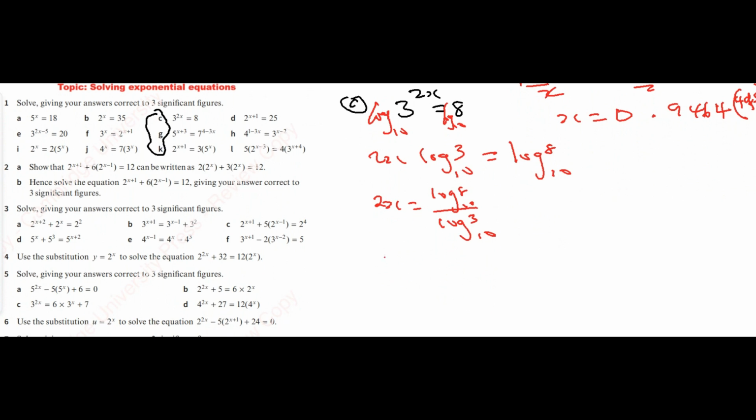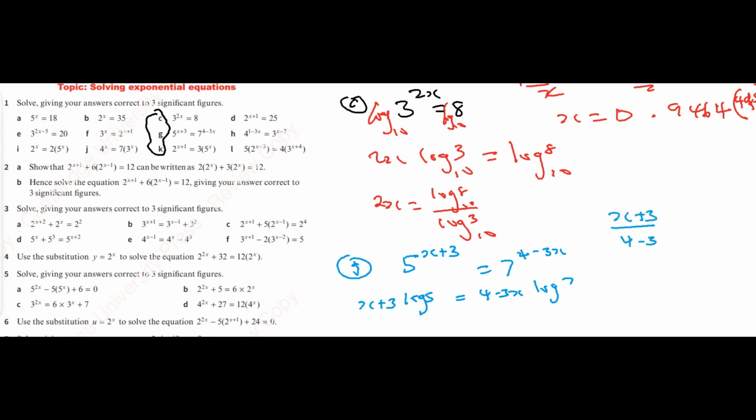So same thing for G. For me to do G, I can take log of both sides. I'm doing number 1g. I have 5 raised to the power of x plus 3 and 7 raised to the power of 4 minus 3x. When I take log of both sides, I will have x plus 3 log 5 is equal to 4 minus 3x log 7. So moving on from there, I can divide to give me x plus 3 divided by 4 minus 3x equals log 7 over log 5. Mind you, it's still in base 10.